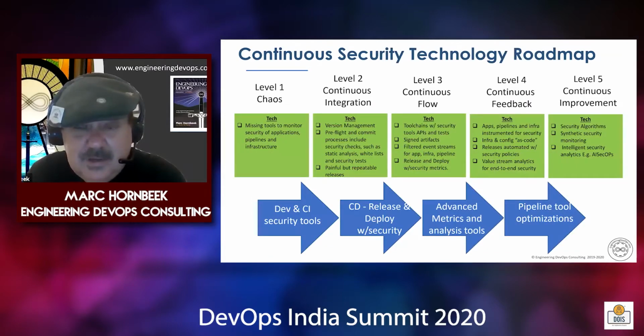So what do you do with this? Well, if you do know where you are at, let's say you're at level 1 chaos, how can you move up the maturity level to the higher levels? If you're at level 1, you're really looking at putting in place development and CI security tools and the associated processes and cultural aspects. If you're at level 2, then you're looking at putting in place more of the CD, delivery and deployment aspects into your processes. If you're at level 3, you're looking more at advanced metrics, and if you're at level 4, you're looking for optimizations.